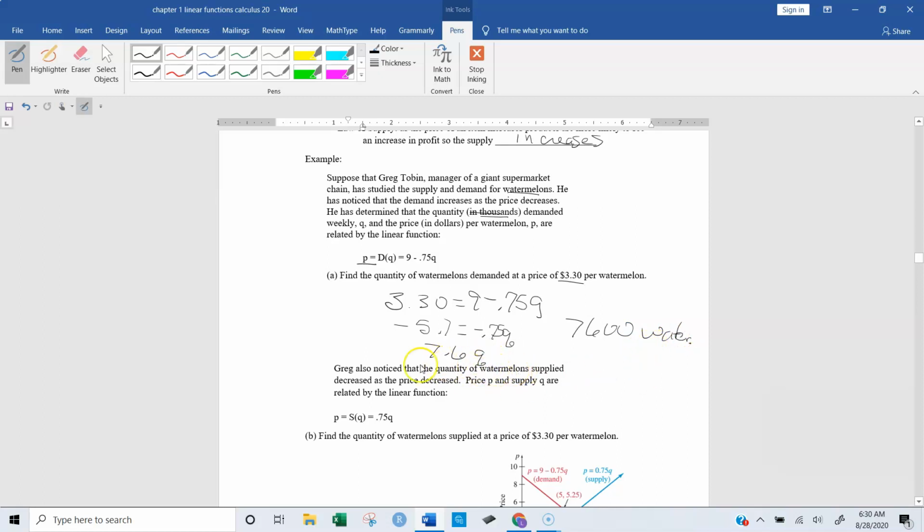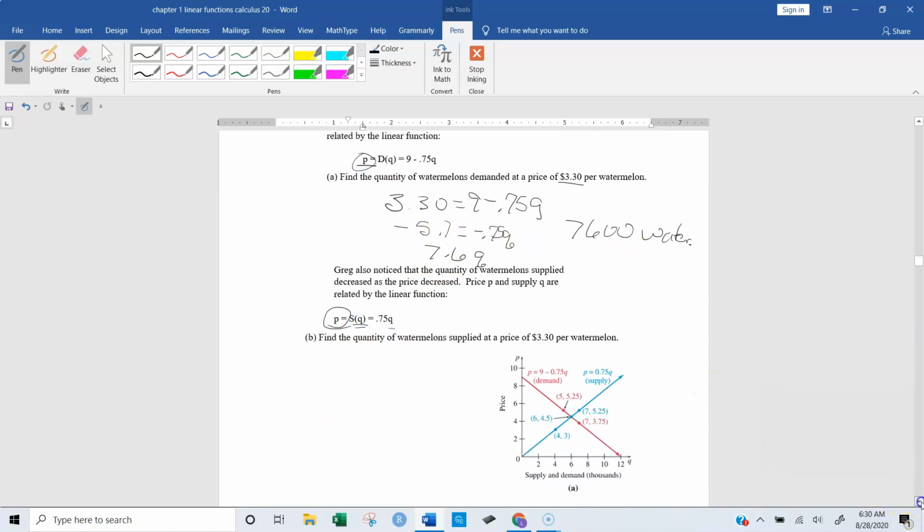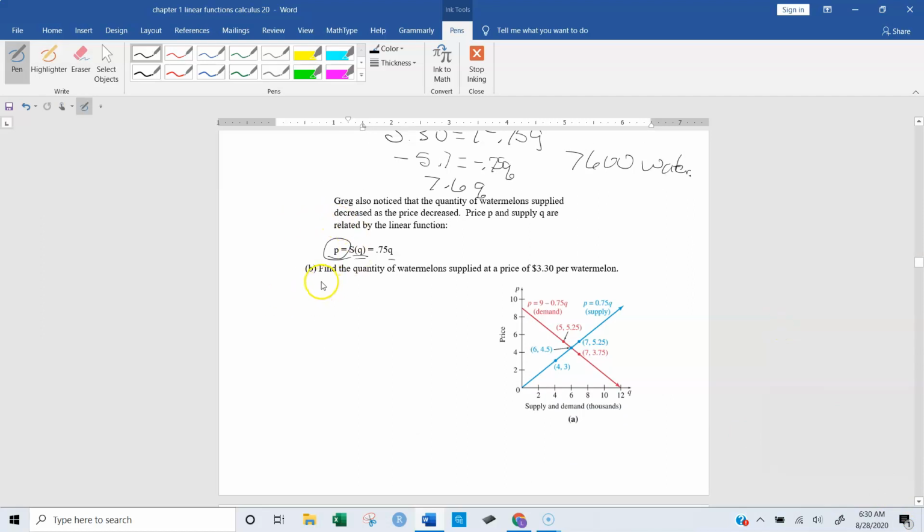Okay, the quantity of watermelon supply decreased as the price decreased. So price P, and so this here, now we're on supply with Q. And remember, these are both P. So I can find the price from the demand or the supply. So 3.30 again. So I want to know how many I should supply. So I'm going to do 3.30 equals 0.75 Q, divide by 0.75. So according to this, I should supply 4.4 or 4,400 watermelons. Here, I'll just write WM, much easier.